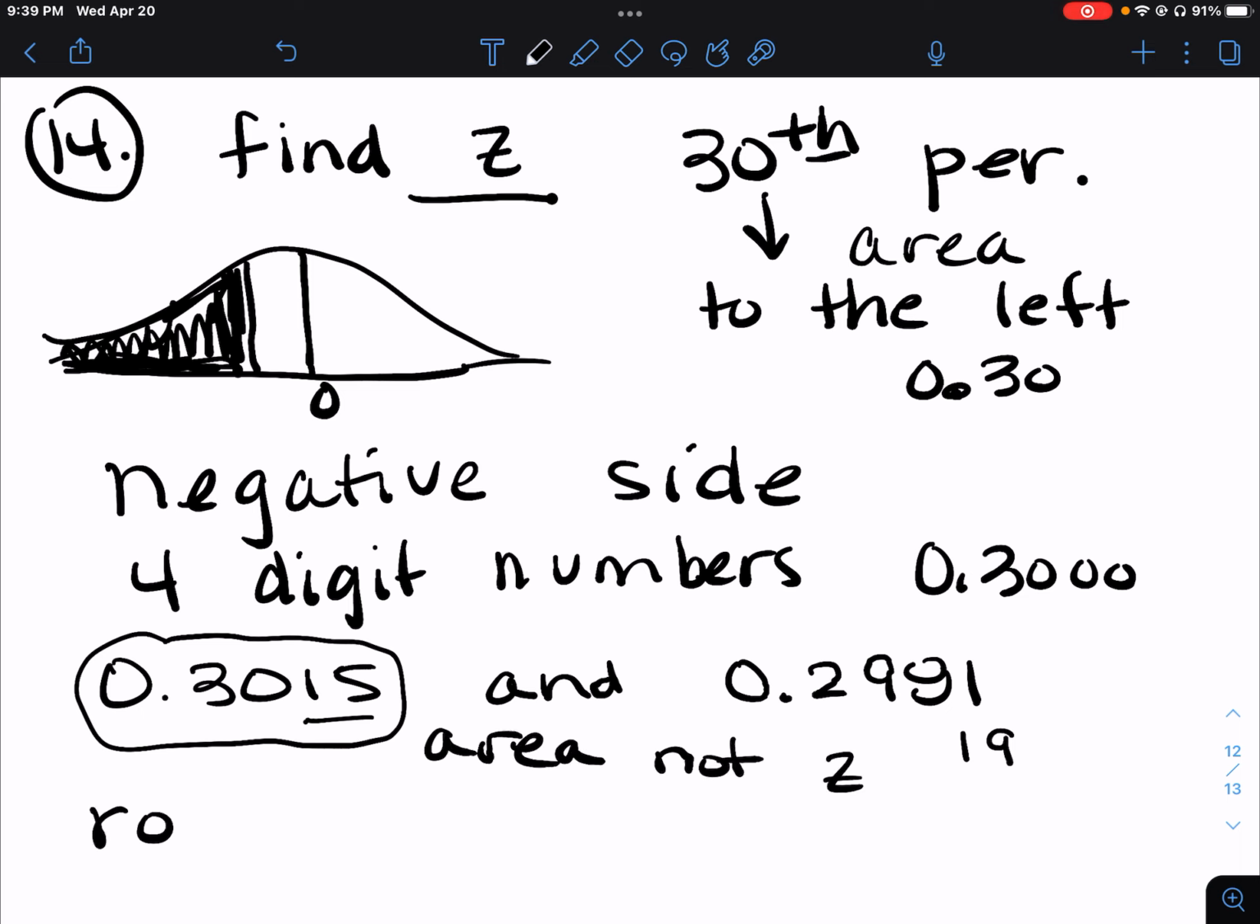You look at your row and column. It's on the negative 0.5 row and the 0.02 column. You look at the row and the column, and that gives you the z-score.